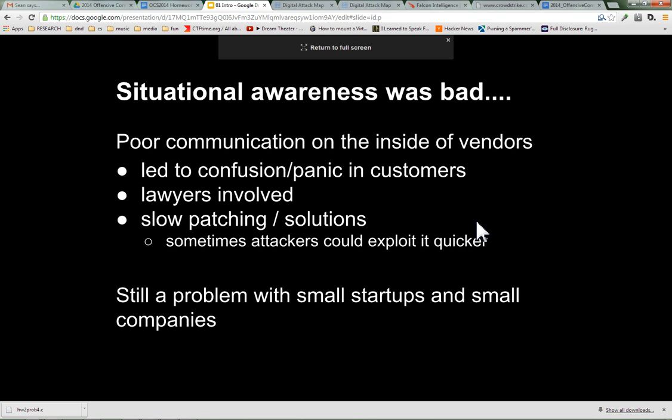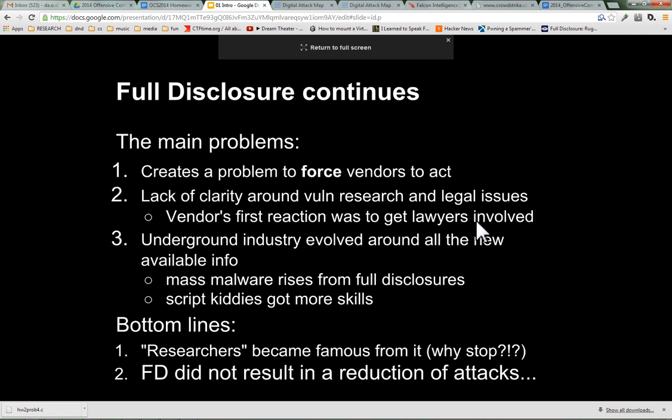So back then, situational awareness was bad, and that caused all this miscommunication and confusion. And the first reaction many had was to get the lawyers involved and start suing people because people thought you shouldn't be looking at these things. And still, vendors were very slow at patching things, and solutions were very slow to come about. And many times attackers could get an exploit out quicker than a vendor could get a patch out. And this problem still plagues small startups and small companies. Many small startups cannot afford security people or someone with security background to make sure that their product is not a buy-at-your-own-risk type of situation.